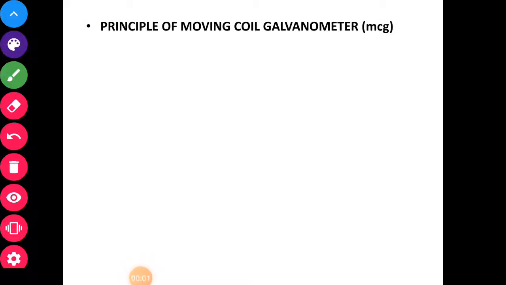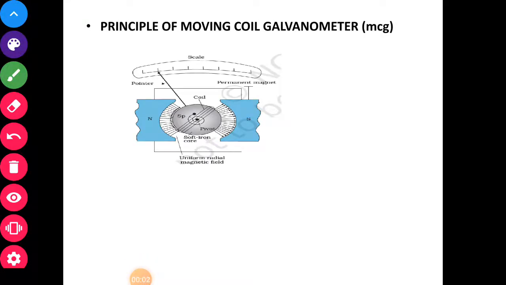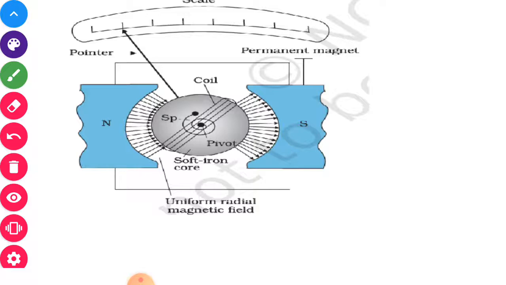Principle of moving coil galvanometer. Now this figure shows the moving coil galvanometer. Here there is one spring, and there is one coil. This one is the coil, which I am showing. See this way, this is the coil which is placed in the magnetic field.